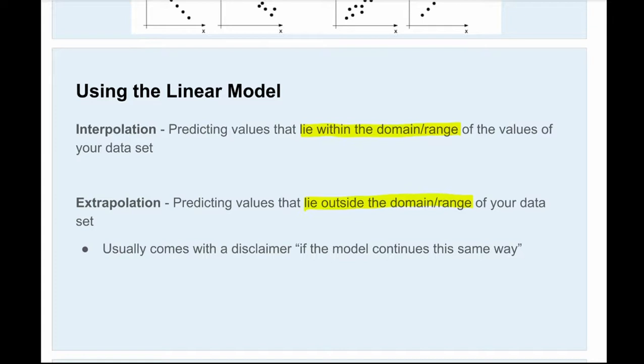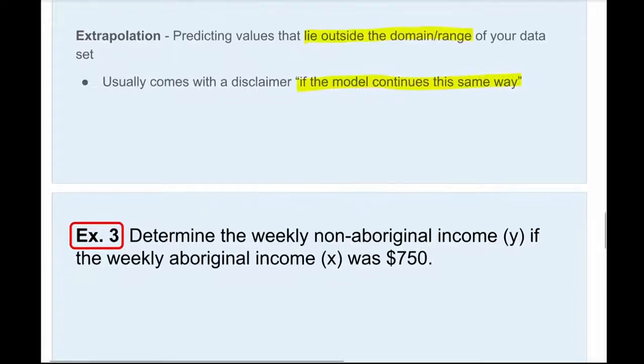And the one thing we have to keep in mind, if we're making an extrapolation, or predicting outside the domain or range of our data, we need to make the disclaimer, if the model continues this way. And the reason we have to state that is because we don't have data that shows that it continues that way. It could, and we're making this prediction as if it did. But until we collect data that shows us that it continues, we're just assuming it continues, but it may not.